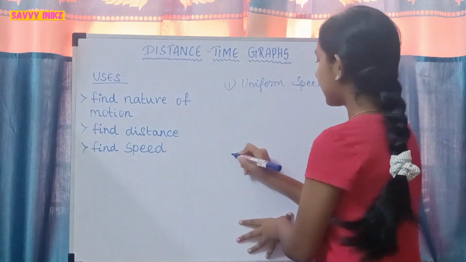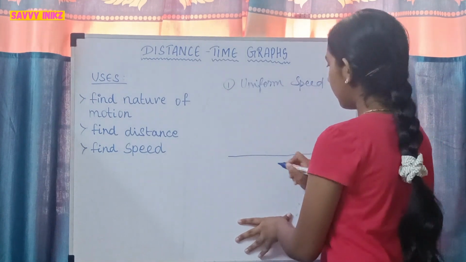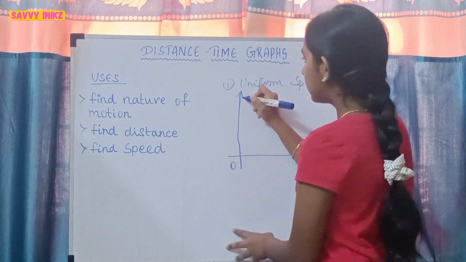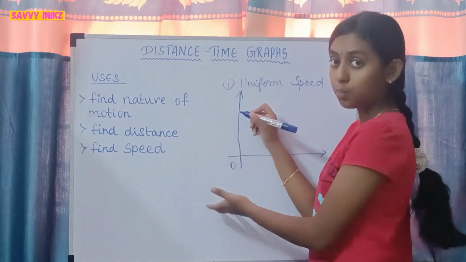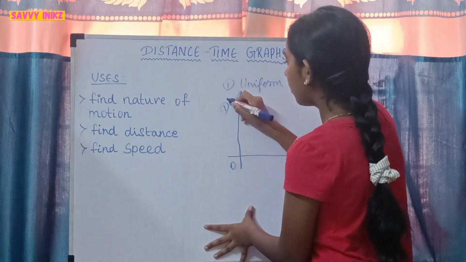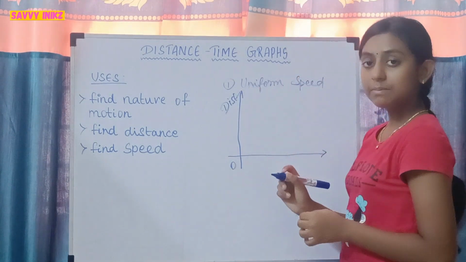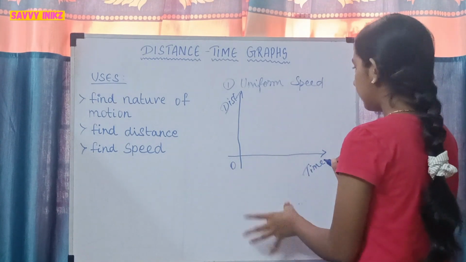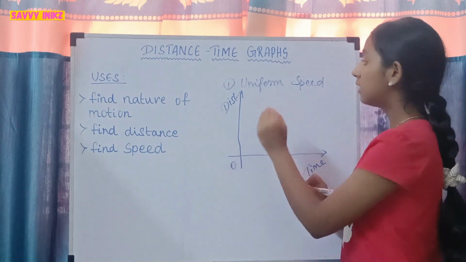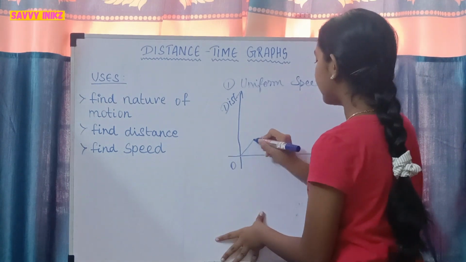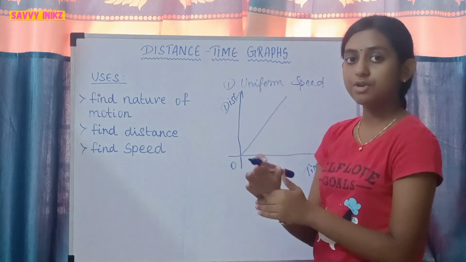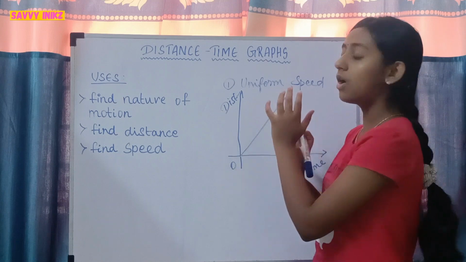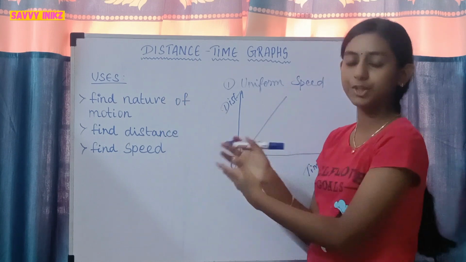So first let's draw the x-axis and the y-axis. Dependent quantities always lie on the y-axis, and since distance is a dependent quantity, it lies here, and independent quantities such as time lie on the x-axis. So this is the outline of the graph, and the graph of the uniform speed is always a straight line. This is because it travels equal distances in equal intervals of time. And since it's a straight line, the nature of motion is uniform.